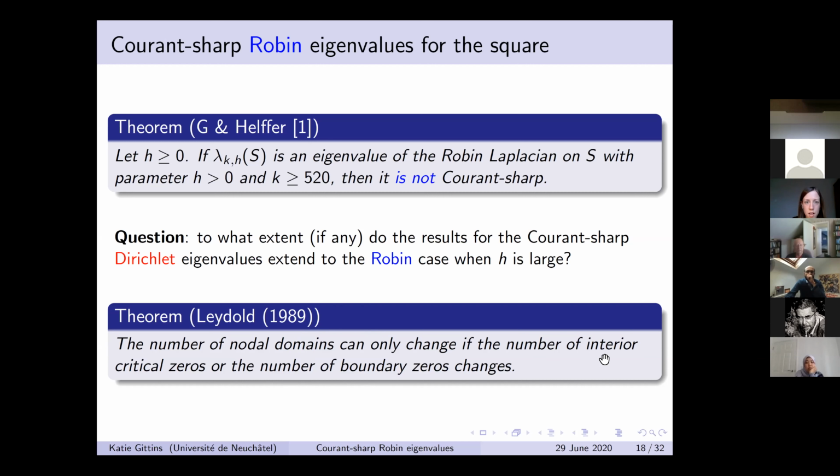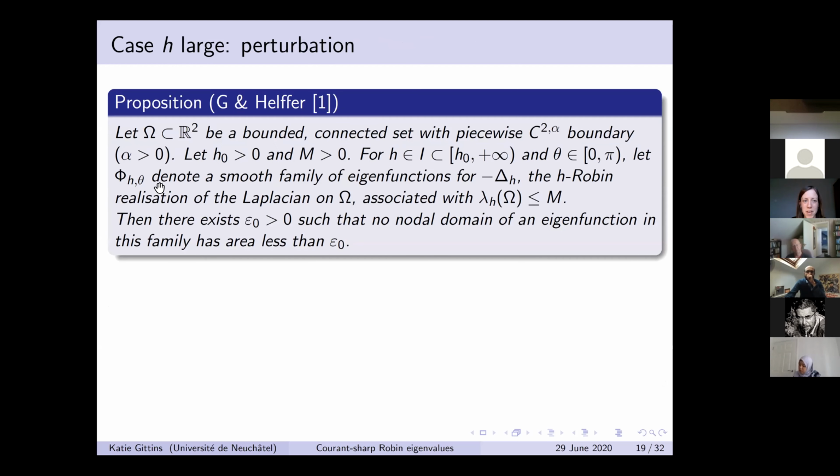So the result that we have with Eérard-Helffer is the following, and maybe I'll start halfway down here. I have a smooth family of eigenfunctions for the Robin Laplacian, associated to some bounded eigenvalue. And then what we could show is that there is some epsilon 0, so that no nodal domain of any of the eigenfunctions in that smooth family has smaller area than epsilon 0.